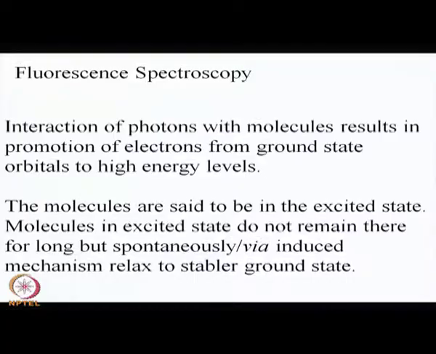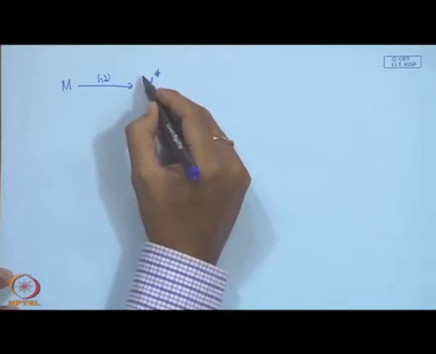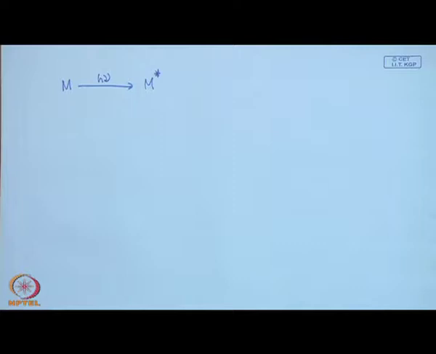If it comes back to the lower level by giving rise to certain radiation, then it is called luminescence. Molecules in the excited state do not remain there for a long time. That means this M star has a finite life, it remains as M star for some time. Now, in solution spectroscopy, we do not talk about a single molecule, but we talk about a collection of molecules.